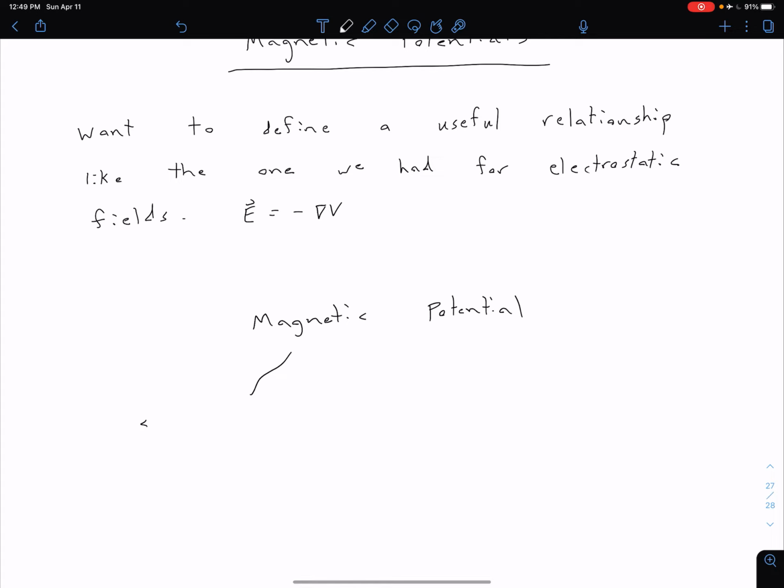So we can have a scalar magnetic potential. So our scalar magnetic potential we're going to call V sub m. And so of course V for potential and m to indicate it's a magnetic and not electric. We can also have a vector magnetic potential. And so our vector magnetic potential we're typically going to represent with the vector A.